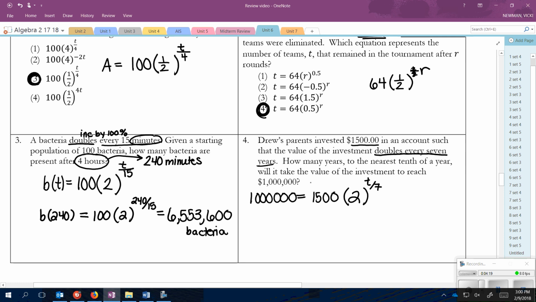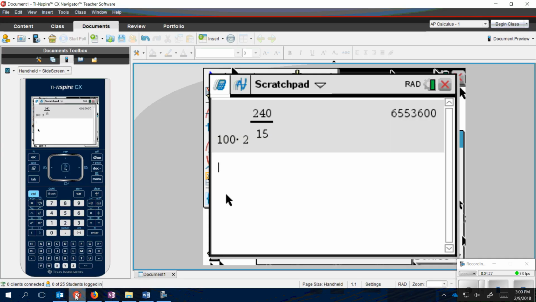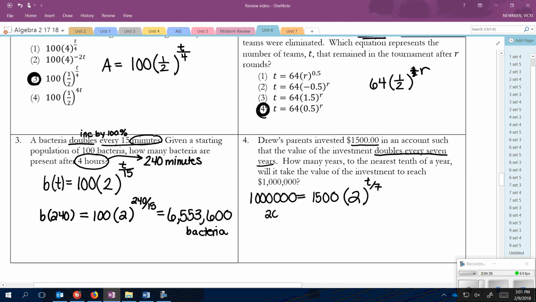Okay. Step 1, pretty much every exponential equation: divide. Get the weird thing alone. So 1 million divided by 1500. I'm going to use my calculator. 1 million divided by 1500 is 2,000 over 3. I'll write that instead. Okay. 2,000 divided by 3 is equal to 2 raised to the T over 7. I got the exponential part alone, so now I can change the form. Log base 2 of 2,000 divided by 3 is equal to T over 7.